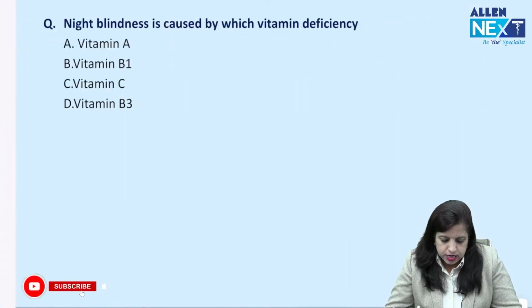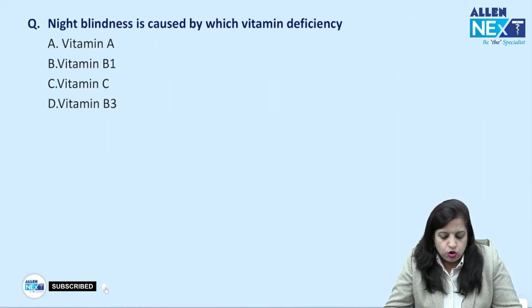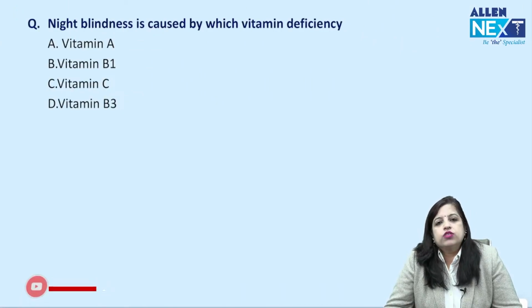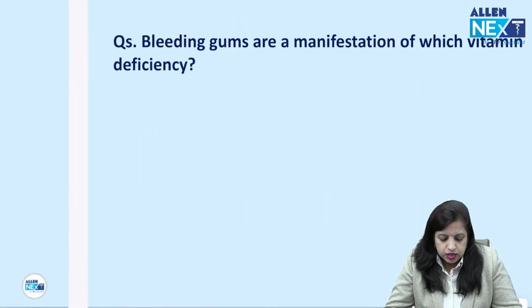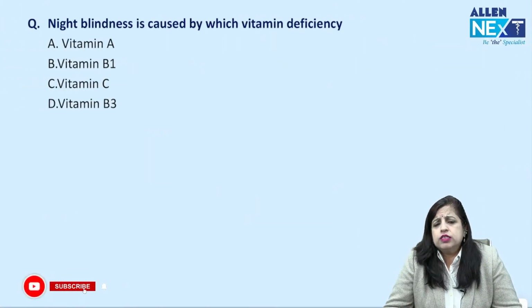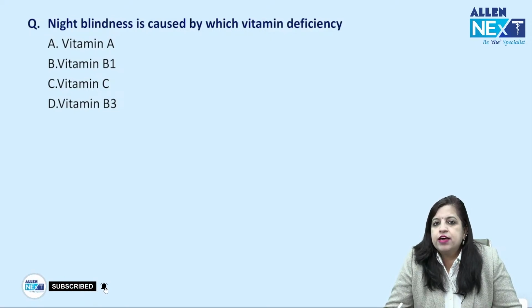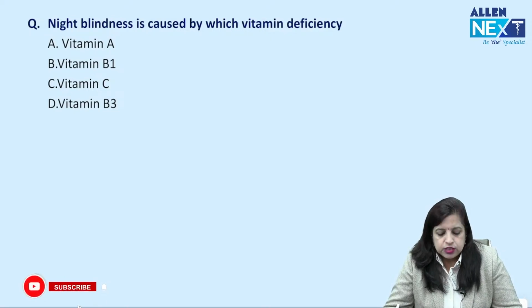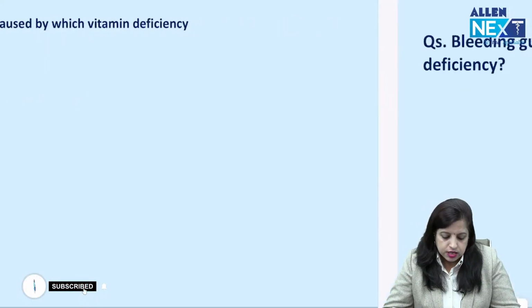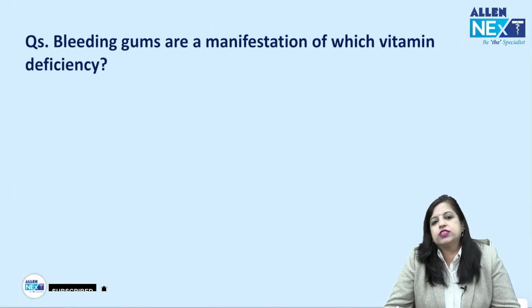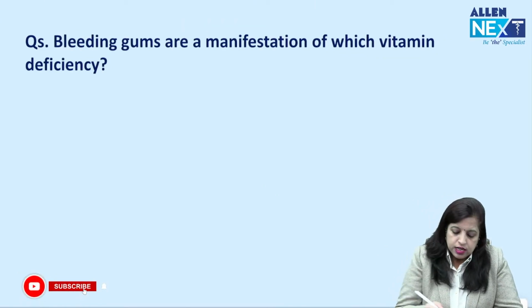Coming to the next question, night blindness is caused by which vitamin deficiency? So night blindness is caused by vitamin A deficiency, we all know this, we have already discussed this in detail. Night blindness also comes in the WHO classification, XN, and XN stands for night blindness. So that is because of vitamin A deficiency. Next was, bleeding gums are a manifestation of which vitamin deficiency? Again, this was vitamin C.